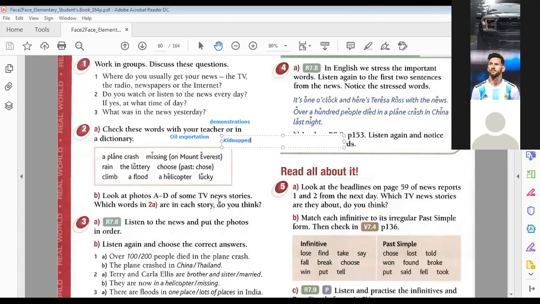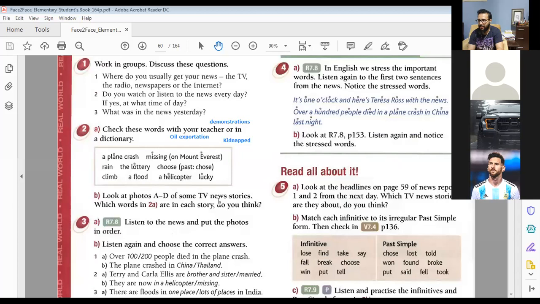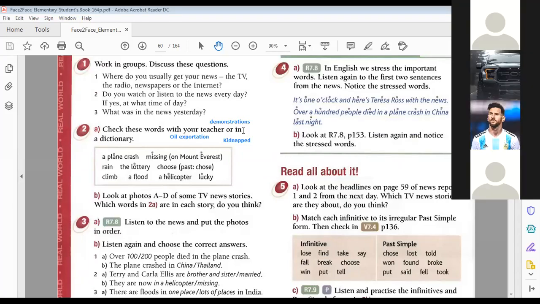Kidnapped. Do you know this word, kidnapped? No. Okay, so it's a new word. Kidnapped. Kidnap means to kidnap someone. Kidnapped is like an adjective. The spelling is not important, let me check. Kidnap. Okay.